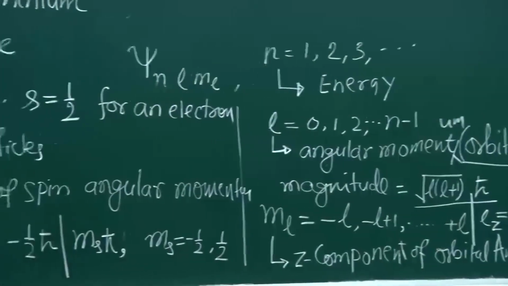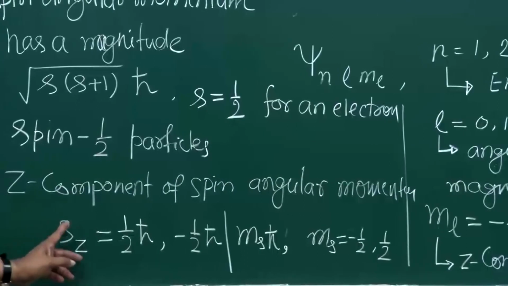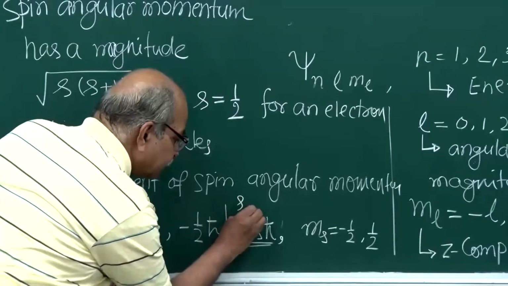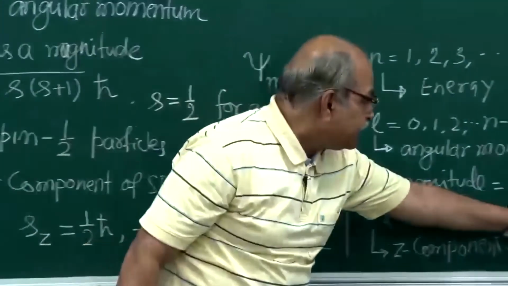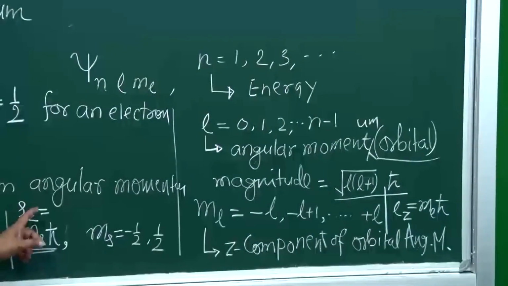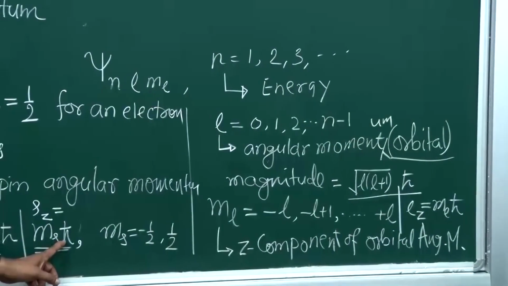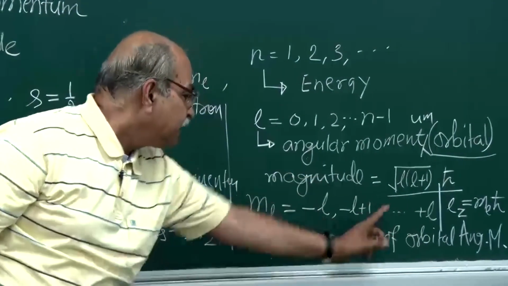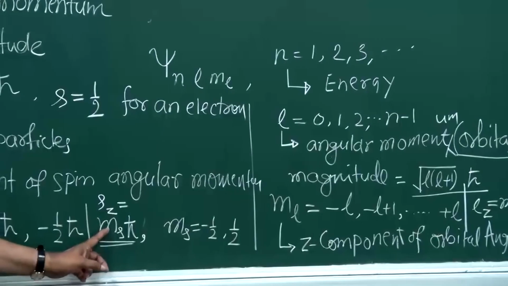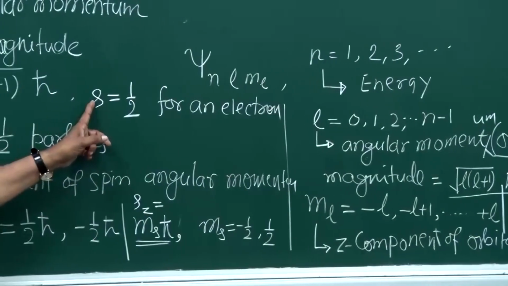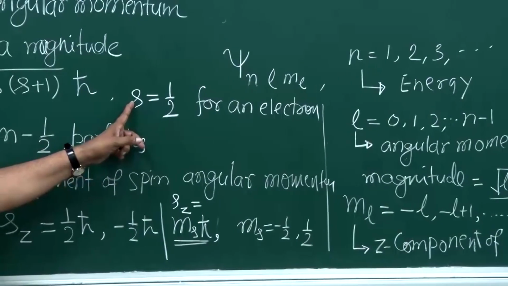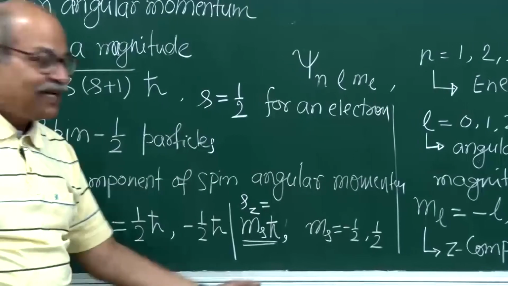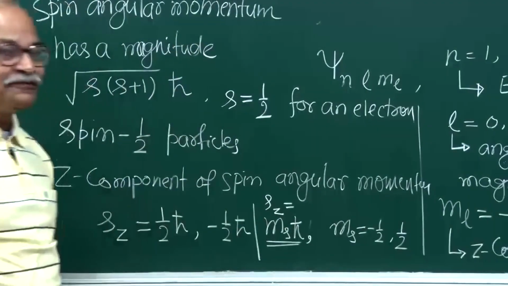Similarly here, this Z component of spin angular momentum, that is ms into h cross, this is Sz. So Lz is ml into h cross, Sz is ms into h cross. And just like this, ml can take values from minus L to plus L in steps of 1, here this ms can take values from minus S to plus S in steps of 1. So that will be minus half to plus half in steps of 1, and that is minus half and plus half.